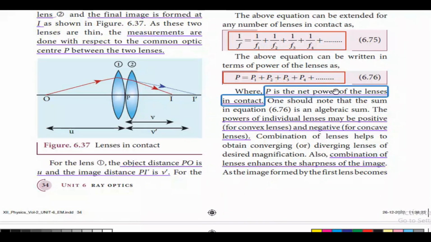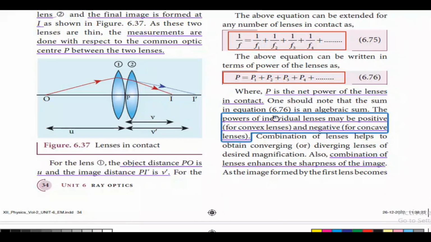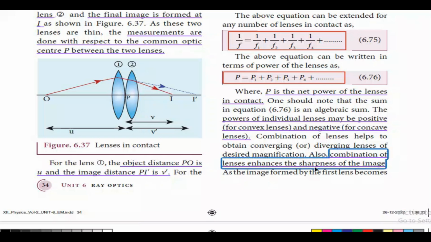So P is the net power of the lenses in contact, and we should note that the sum is an algebraic sum, that is the sum of the powers of the lenses. It will be an algebraic sum. The powers of individual lenses may be positive for convex lenses and negative for concave lenses. The combination of lenses helps to obtain converging or diverging lenses of desired magnification. So a combination of lenses enhances the sharpness of the image.